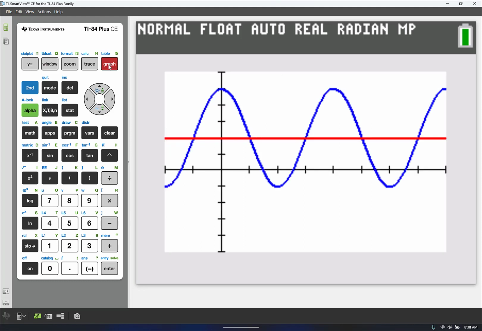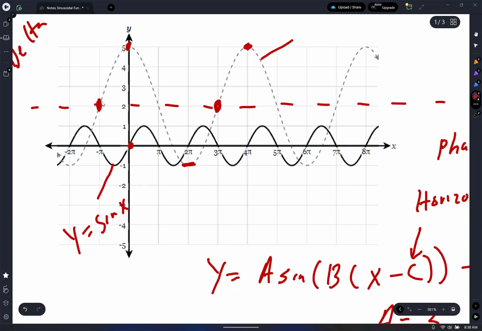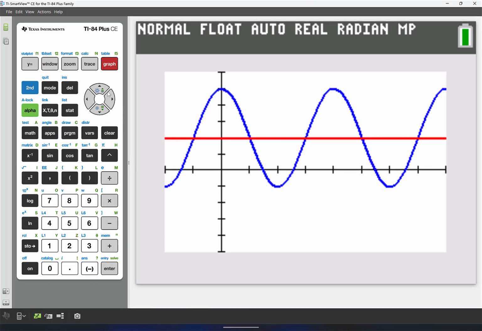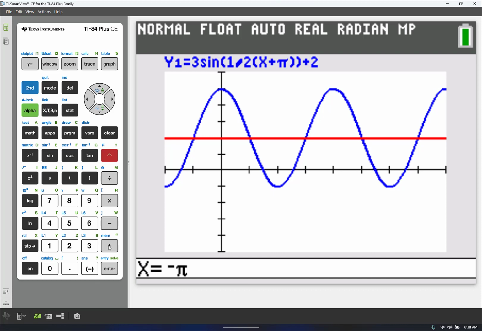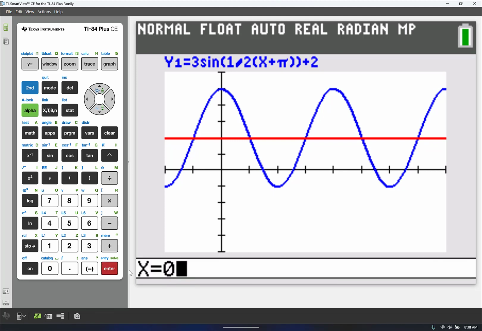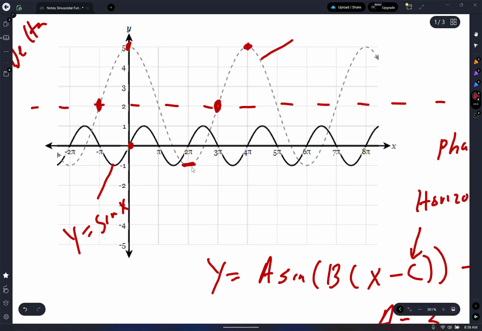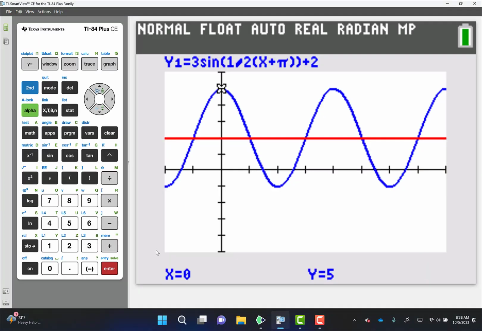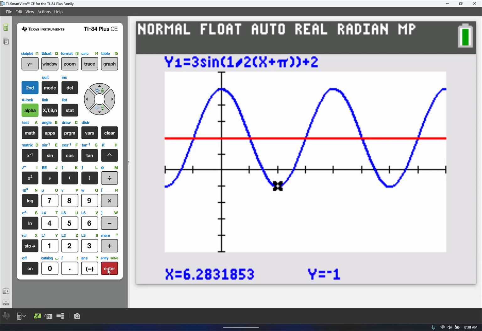Now, how do you check to see if you have the right values? Well, I know that I have a point of inflection at negative pi. So check it out. I push the trace button and put negative pi, and I push enter. And look at that. It's right on that point of inflection. All points of inflection happen at the midline, all of them. I know that I have a peak at 0, so I push 0 and I push enter. Oh, look at that. It says 5. I know that I have a minimum. Let's see, where's my min? At 2 pi. So if I push 2 pi, look at that, negative 1.